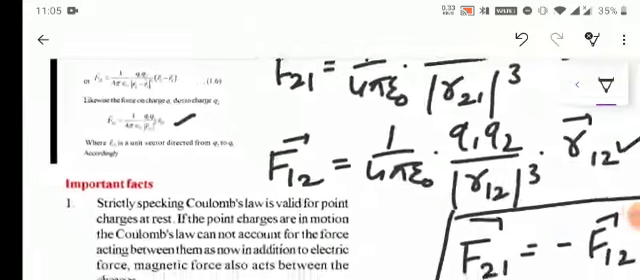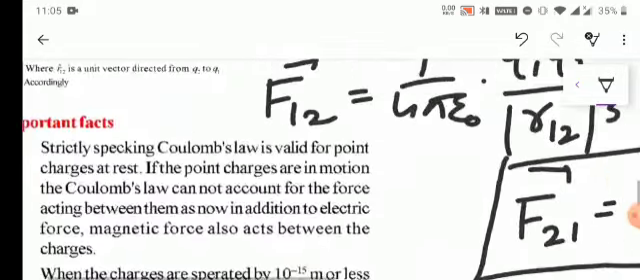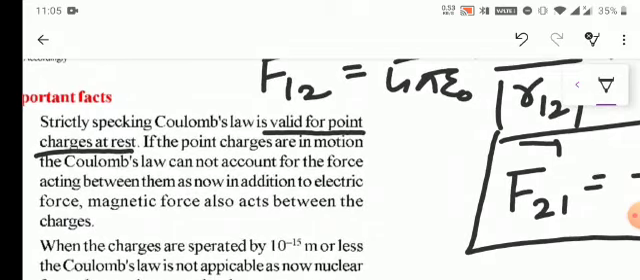Now let's talk about some important facts about Coulomb's law. Coulomb's law is valid only for point charges at rest. If any body is in motion, then Coulomb's law cannot be applied to that force or those charges. So it is only applicable if the charges are at rest.